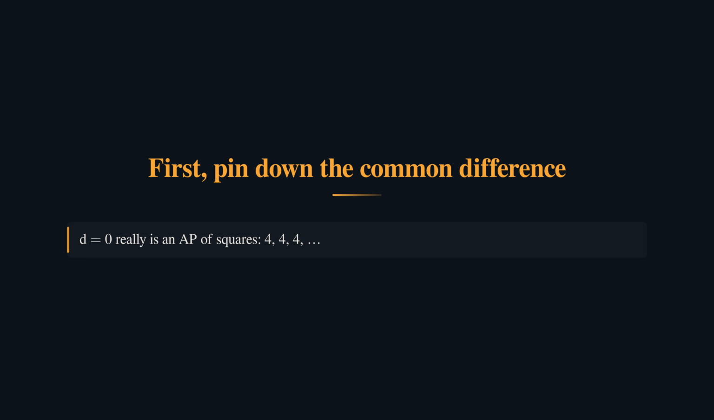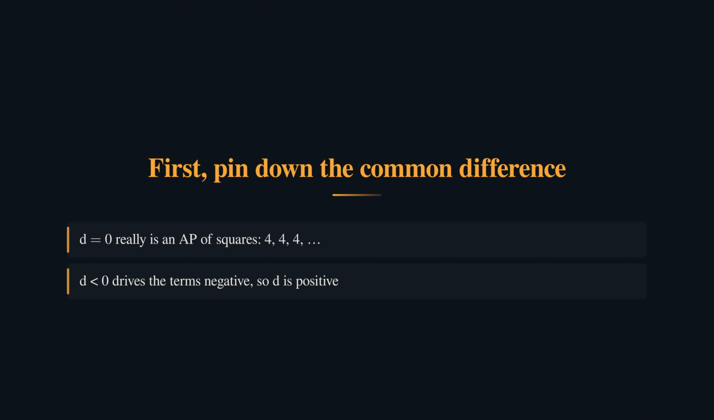Before the main argument, 2 degenerate cases have to be cleared away. If the common difference is 0, the progression is constant. 4, 4, 4 forever, and every term is a perfect square. So the claim needs the word non-constant, and that is the word the usual phrasing leaves out. Words worth saying out loud rather than quietly assuming.